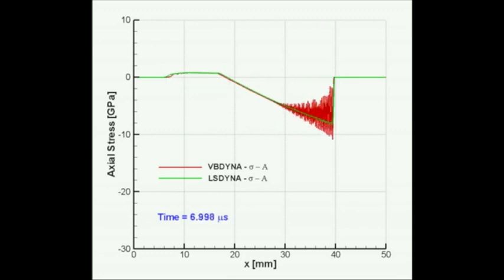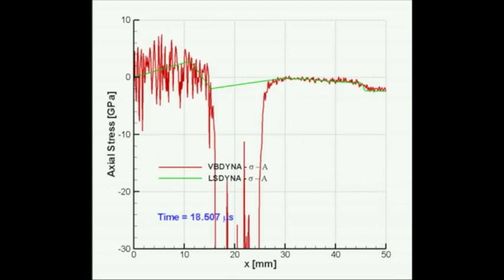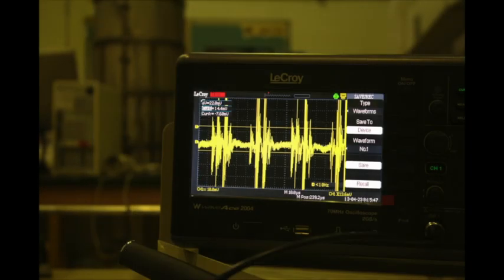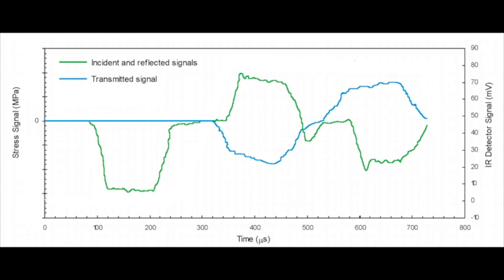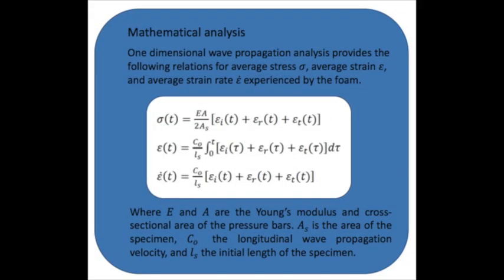The magnitude of the strain experienced by the bars during this process is measured by strain gauges, which are connected to an oscilloscope. Run times for each test are in the range of 800 microseconds. Time shifting of the collected data is used to determine the energy propagation throughout the bars. A one-dimensional wave propagation analysis is used to determine the average stress, average strain, and average strain rate experienced by the foam.